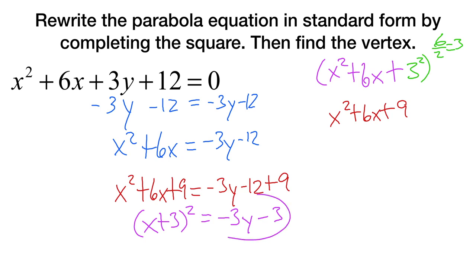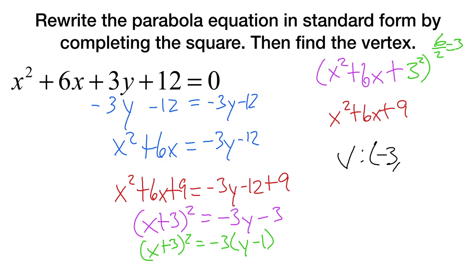Now, is there anything I can do to the y side? And the fact is that there is. I can pull out a greatest common factor. So this becomes x plus 3 squared equals negative 3 times y minus 1. So now that we've rewritten this in standard form by completing the square, I can say that our vertex would be, let's see, x plus 3 means negative 3, and y minus 1 means our y value would be positive 1. And that would be our vertex right there.